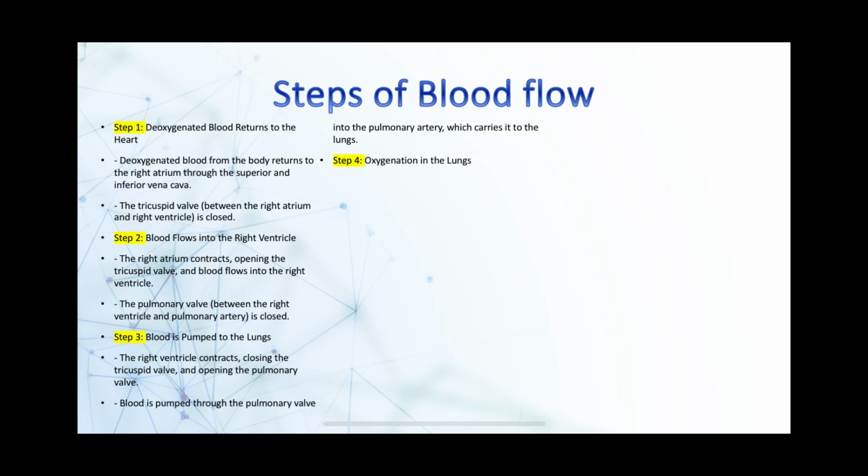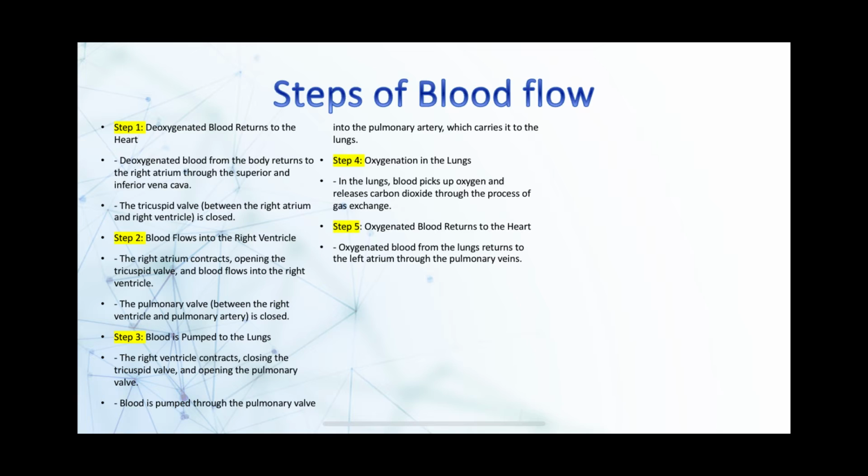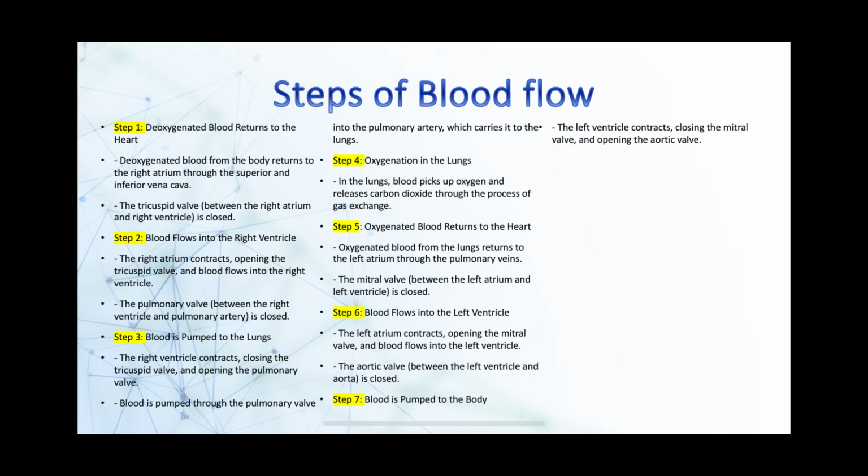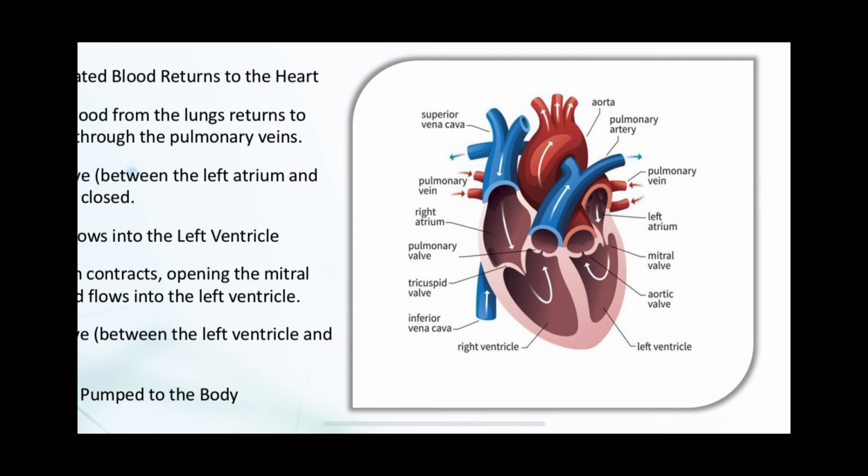Step 4. In the lungs, blood picks up oxygen and releases carbon dioxide through the process of gas exchange. Step 5. Oxygenated blood from the lungs returns to the left atrium. Step 6. The left atrium contracts and blood flows into the left ventricle. Step 7. Blood is pumped to the body. The left ventricle contracts. Blood is distributed to the rest of the body.